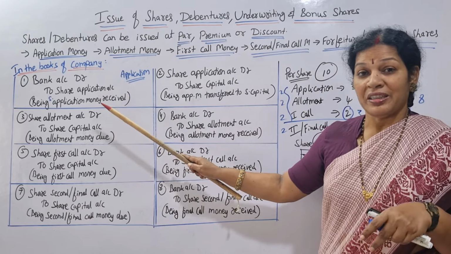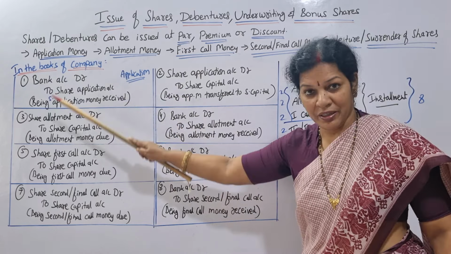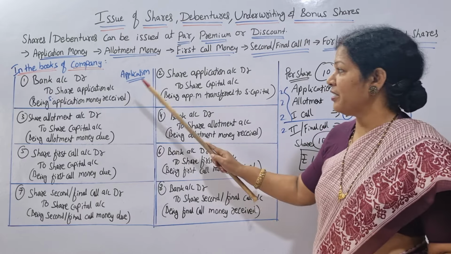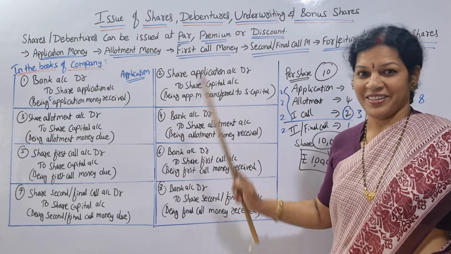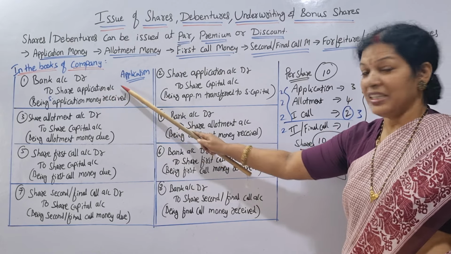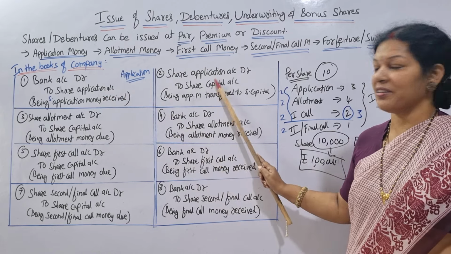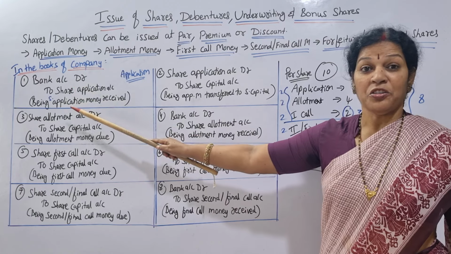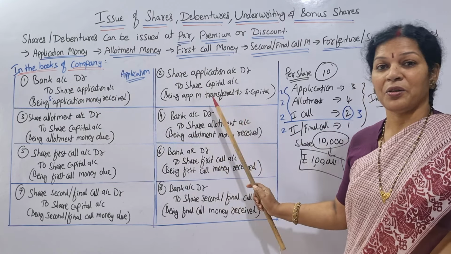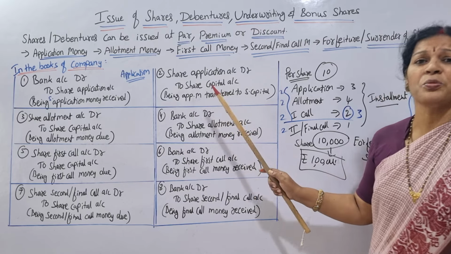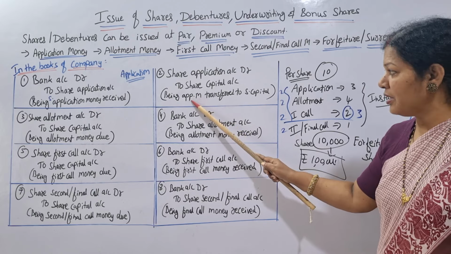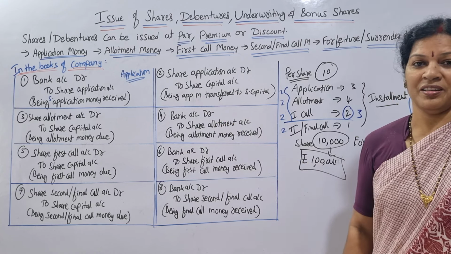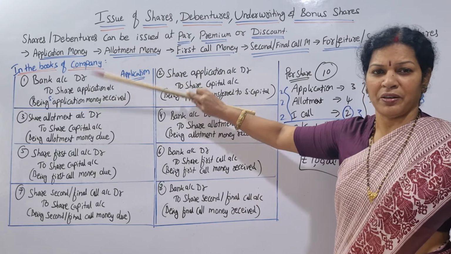After that, once you receive it, this is to be transferred to the share capital. This application amount is to be transferred to the share capital account. When we want to transfer it, the entry comes. So the credit goes to the debit side. We are transferring it now. Here it was the credit side, now the second entry will be written on the debit side: share application account debit to share capital account. Bank account debit to share application account. Now here, share application account debit to share capital account. Why share capital? Transferring. Being application money transferred to share capital. Application money, short form I have written, okay? So remember this first one for application.